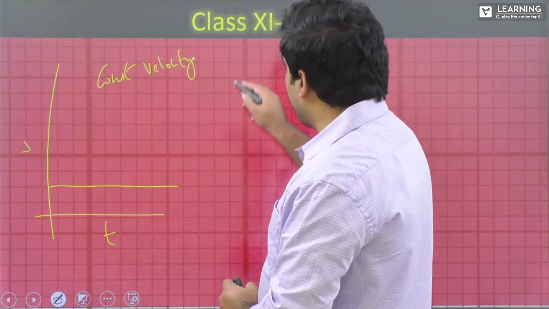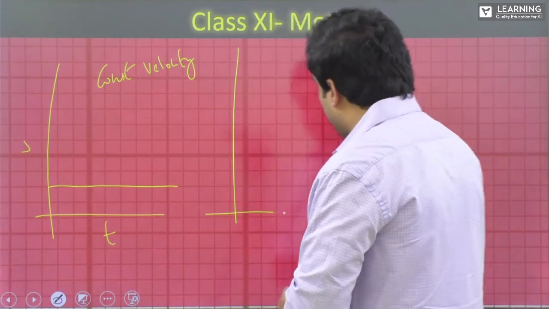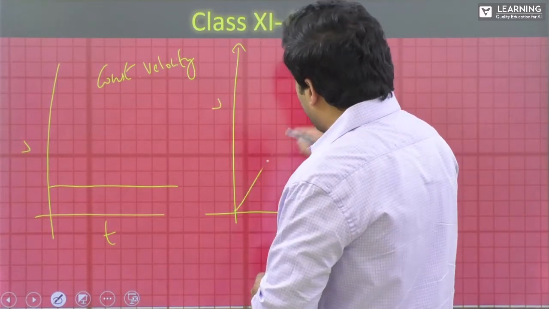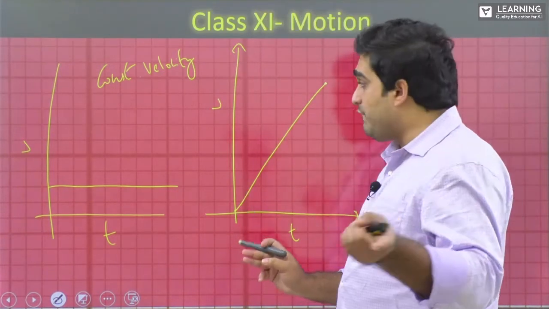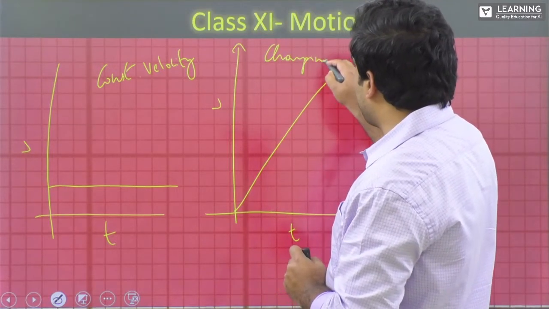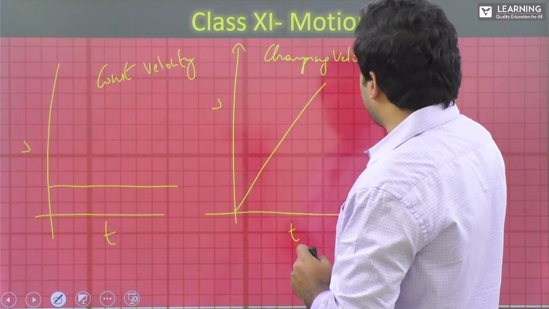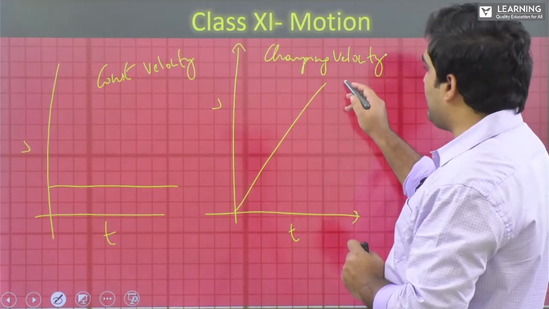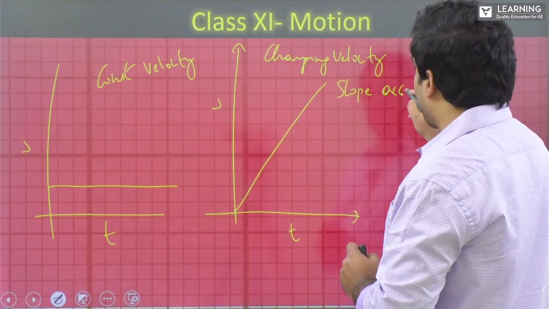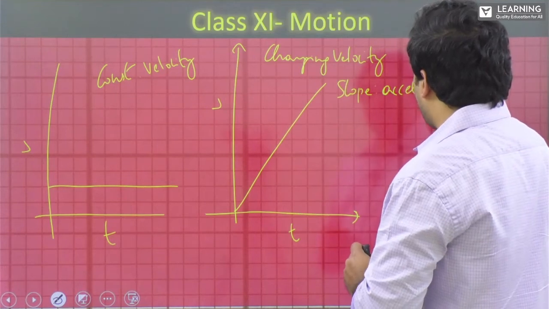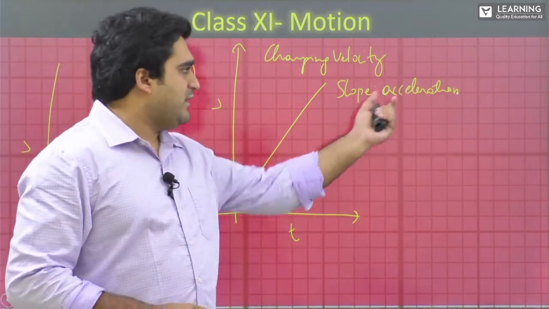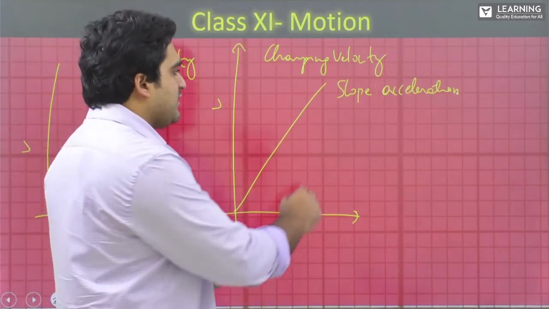Okay, and then in the other case, the VT graph, you get changing velocity. In the case of a changing velocity, finding the slope gives you acceleration.